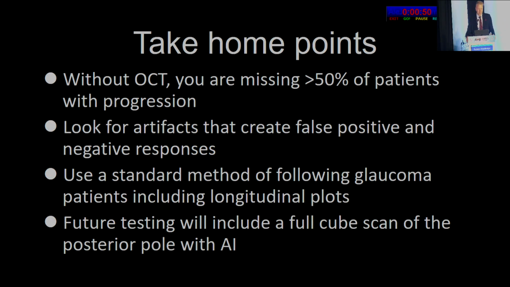So my take-home points: without OCT, you are missing at least 50% of your patients with progression. Look for artifacts that create false positives and false negatives, and are part of the definition of glaucoma, we think. Use a standard method of following your glaucoma patients using longitudinal plots. And I think future testing will include a full cube scan. They'll just do a whole scan of the back of the eye, and they'll use AI to pick which part of the eye is best for this patient. And we won't have to pick between these 3 different scans for OCT. Thank you.